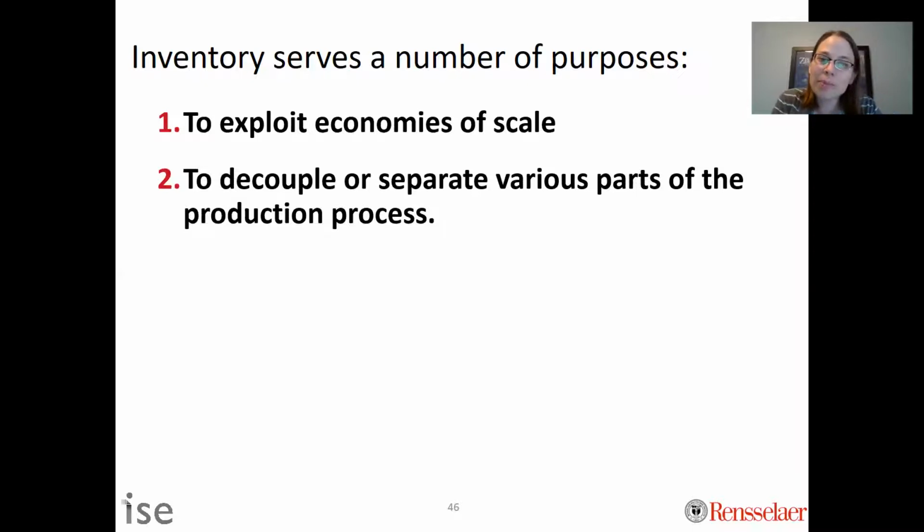It can also decouple or separate various parts of the production process. We're seeing that right now with COVID: if we have inventory downstream towards the customer, even if the production facility got shut down. In a lot of agriculture and the food supply chain, a lot of the meat packing plants are shut down because of COVID. We still see meat in grocery stores because there was inventory in the system. So that was decoupling these processes.